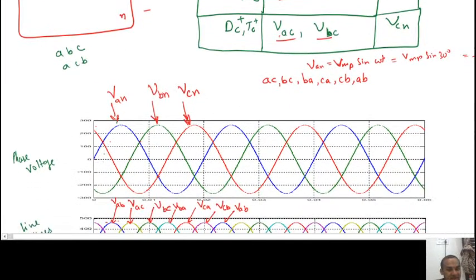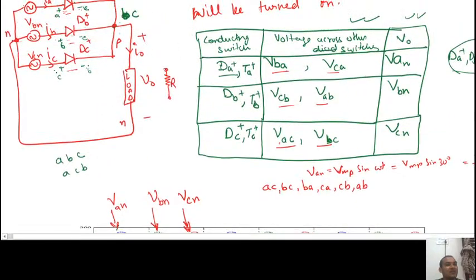So, you see at the initial part of the cycle, from 0 to 30 degrees, AN voltage is less and CN voltage is more. You see the red one, CN voltage is more and AN voltage is less. So it means at the start of the cycle, AN is less positive and CN is more positive. Which has the possibility to turn on?